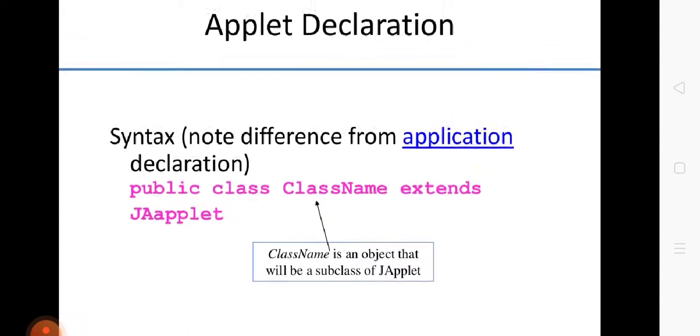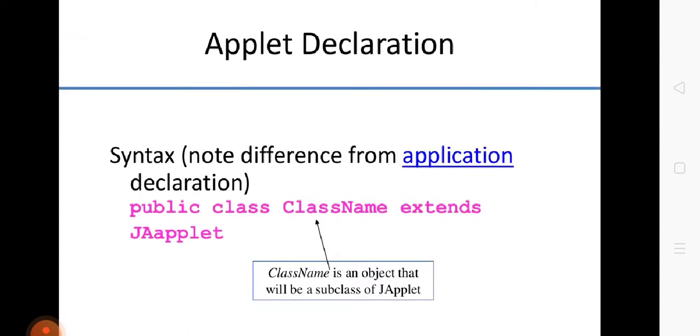Okay, now here is the declaration of the applet. You can see the syntax of the applet. Here we say public class, followed by the class name, and then the keyword extends, and then JApplet. Here the class name is an object that will be a subclass of JApplet. You can have any name for the class, but it will always extend the JApplet class. So this is the declaration, and this class is declared as public.